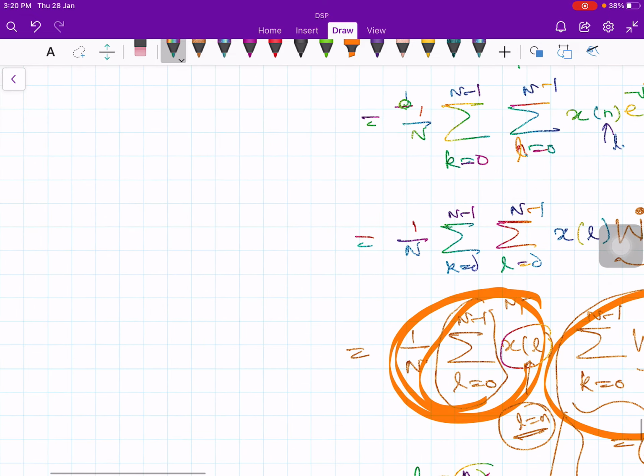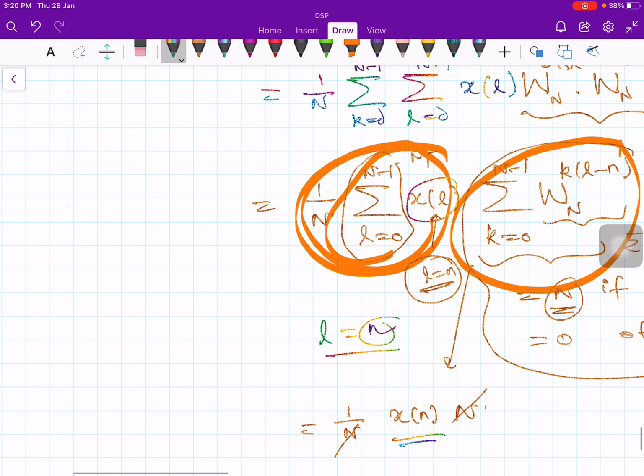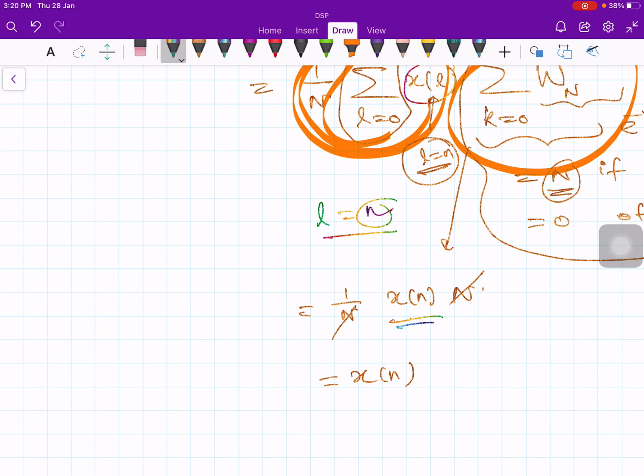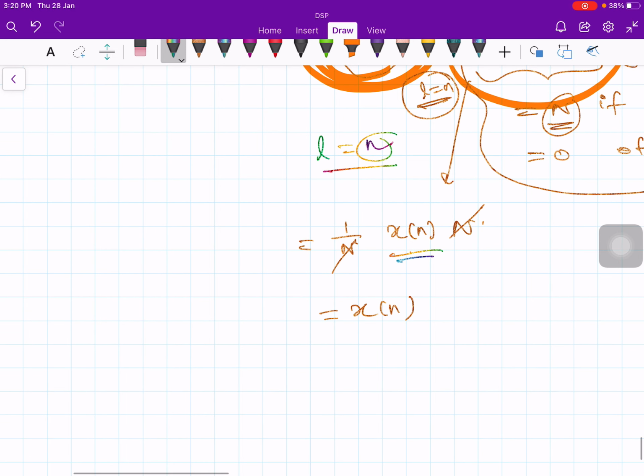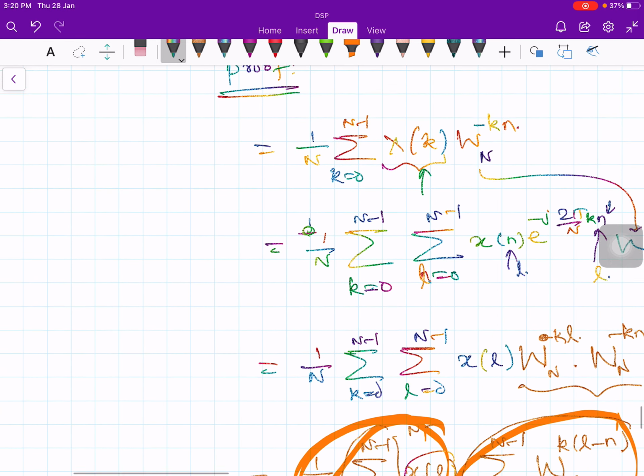Okay, what is there in the left hand side in this proof? x of n. So x of n is equal to x of n. That's all. Okay, so x of n is equal to 1 over N, yeah, I started with this. Okay, the proof is over.